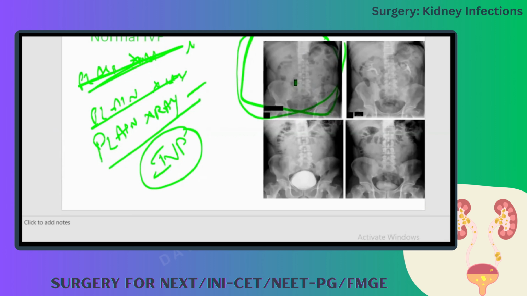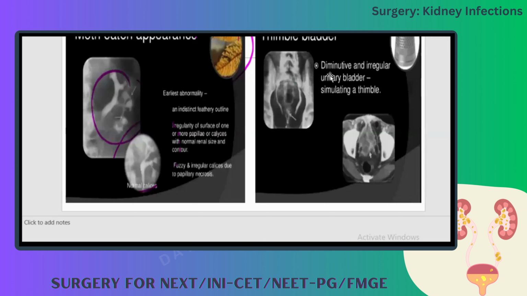Okay. So this is 0 minute. This is 5 minute, 10 minute, 15 minutes. So if they put this type of image, then it is known as an intravenous pyelogram. It is serial images. And this is a thimble bladder. See the thimble bladder? Thimble bladder here. Small bladder. And here it is a moth-eaten appearance.